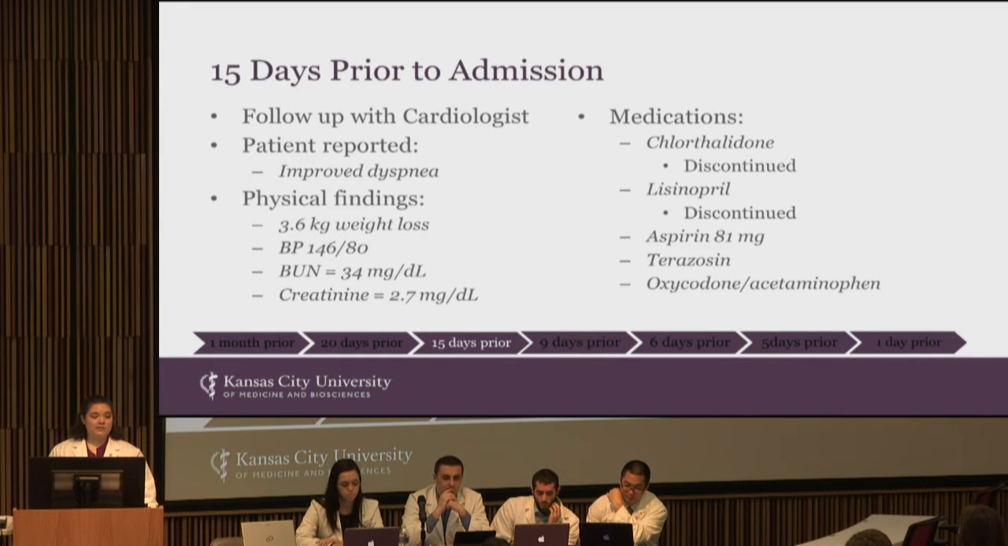Fifteen days prior to admission, he followed up with his cardiologist. He did report an improvement in dyspnea. However, physical findings showed a 3.6 kilogram weight loss, which was quite unusual considering his leg edema. His BP was 146/80. His BUN level was 34 and creatinine 2.7, resulting in a BUN to creatinine ratio of 13. The chlorthalidone and the lisinopril at this time were discontinued, and he was started on an aspirin regimen of 81 milligrams, taraxacin, and an oxycodone acetaminophen combination drug.